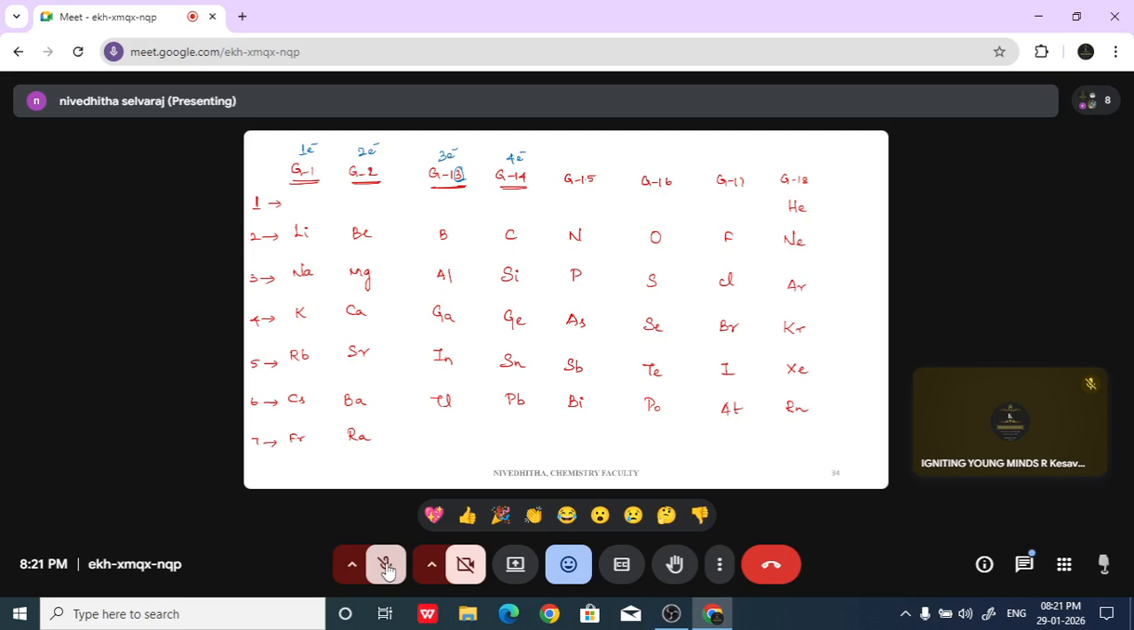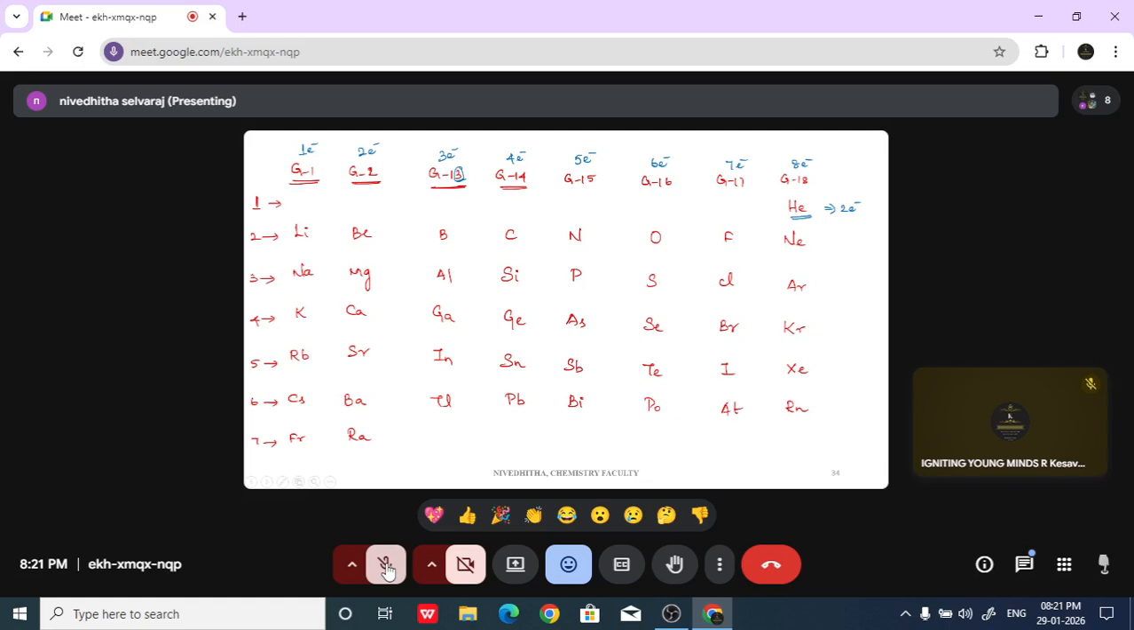So elements present in the 15th group will have how many electrons? How many valence electrons? 5. So 16th group elements will have 6 electrons. 17th group elements will have 7 electrons. 18th group elements, except helium, all the elements will have 8 electrons. Only helium will have 2 electrons.